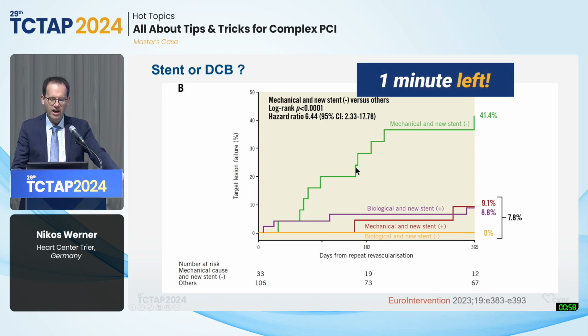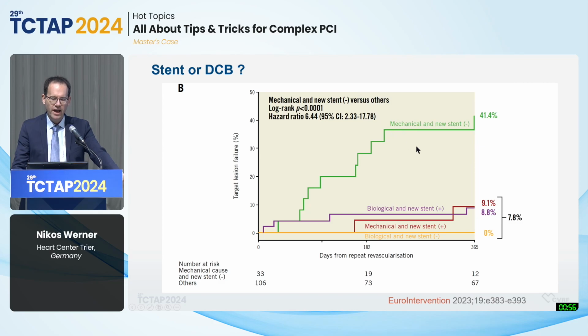When you have a mechanical problem and don't put a new stent in, so stent minus means, for example, drug-coated balloon, then you have a very high rate of repeat revascularization. On the other side, if you have a mechanical problem and put a new stent in, the need for repeat revascularization is much lower. So that was the rationale to put another stent in and not use a drug-coated balloon.